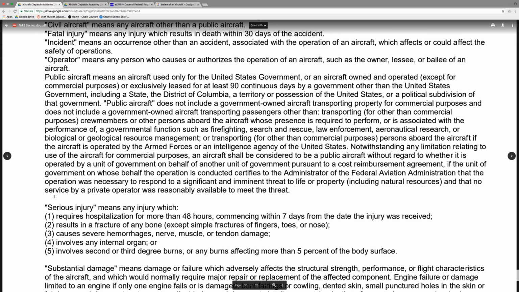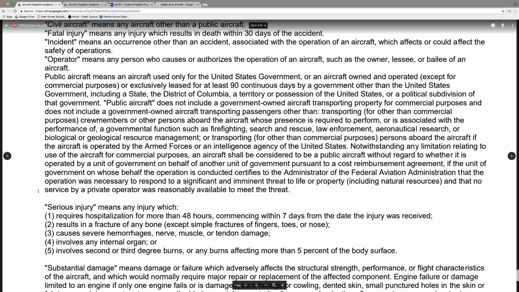Aircraft shall be considered to be a public aircraft without regard to whether it is operated by a unit of government on behalf of another unit of government pursuant to a cost reimbursement agreement, if the unit of government on whose behalf the operation is conducted certifies to the Administrator of the Federal Aviation Administration that the operation was necessary to respond to a significant and imminent threat to life or property, including natural resources, and that no service by a private operator was reasonably available to meet the threat.